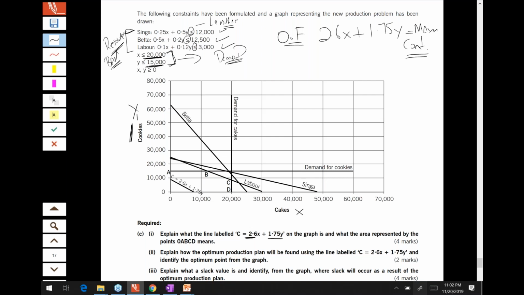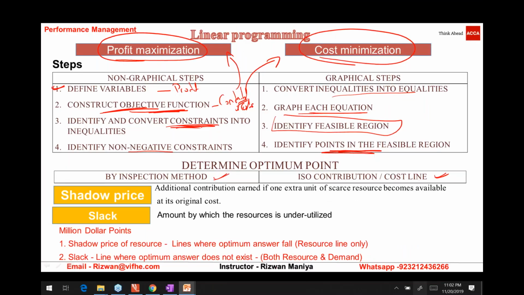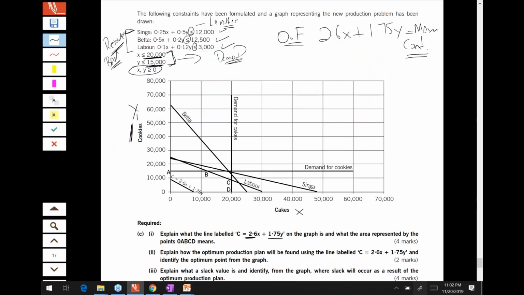Okay, so what we do is convert these into inequalities, as you saw, less than or equal to. Like this, we also have another one, greater than or equal to. This is a minimum inequality. Then we have non-negative constraints.